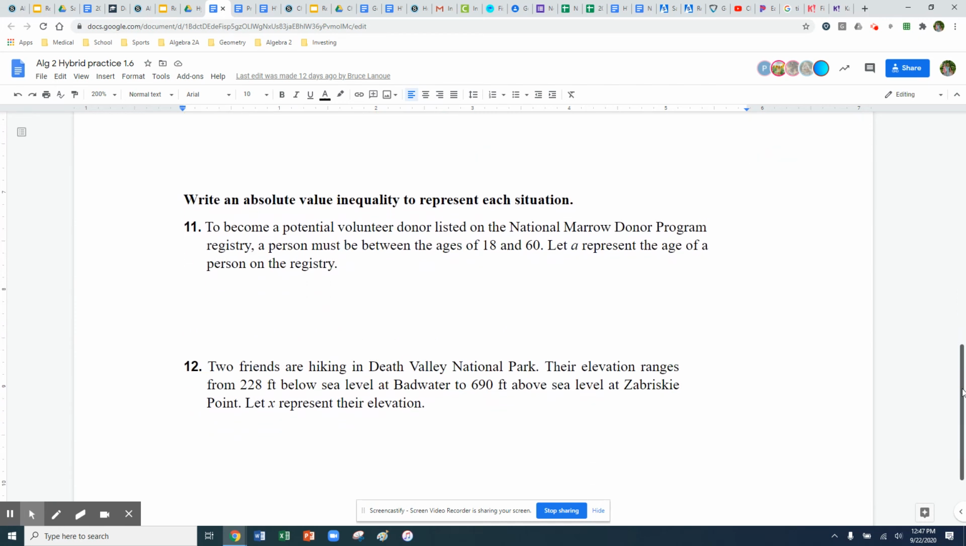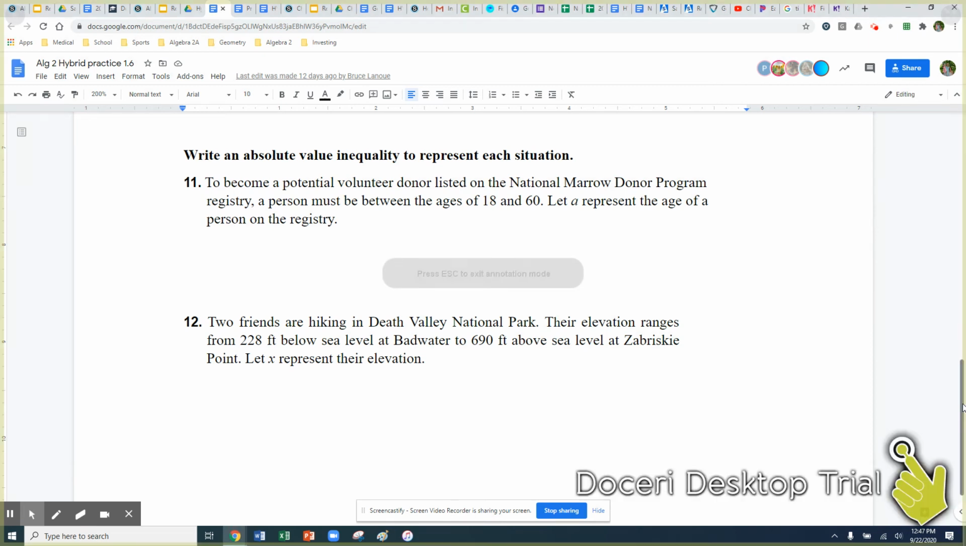All right, problem 11. We're going to take a range of values and write out an absolute value inequality to represent that. Like that last problem, where we found the range was 0 to 6 and could start to graph out that range of values. Well, this time, we're going to be given a range of values, and then we have to write an inequality that represents that.